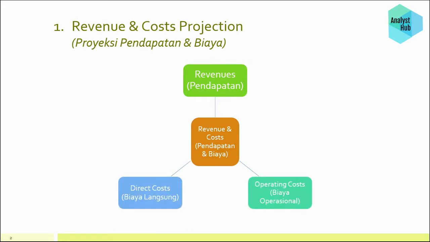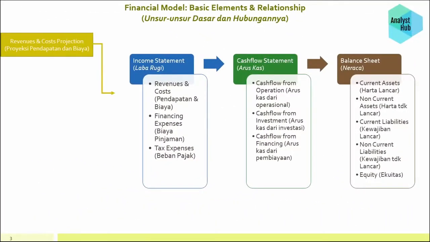In this first episode, I will discuss the essential basic elements needed in making a financial model, including the relationships between those elements. Let's start with the first element. The first step in making a financial model is making revenue and cost projections. This projection includes projection of revenues, direct costs, and operating costs. In a financial model, projection of revenues and costs is useful in making the net income projection.